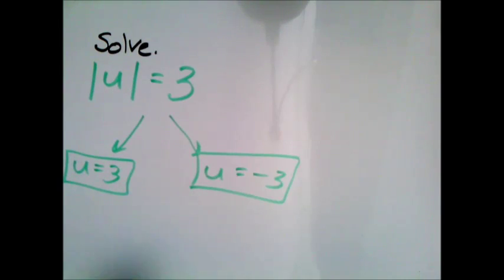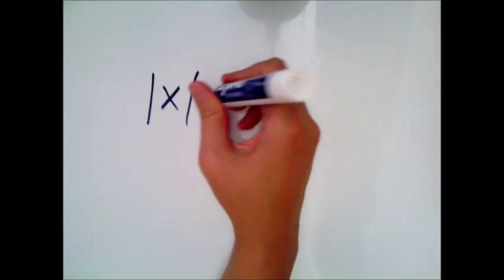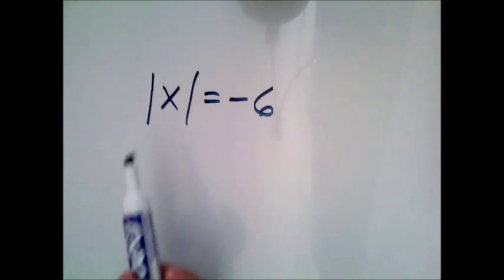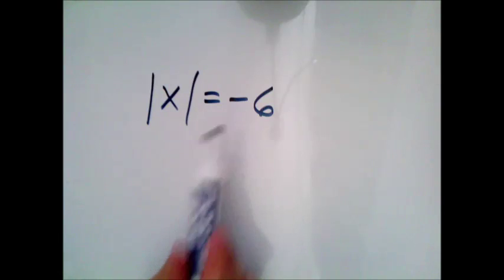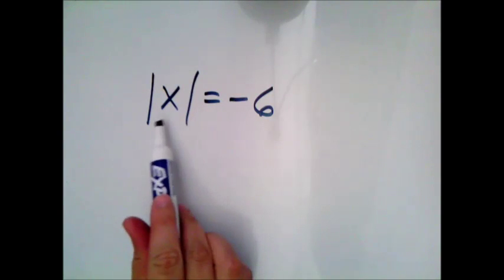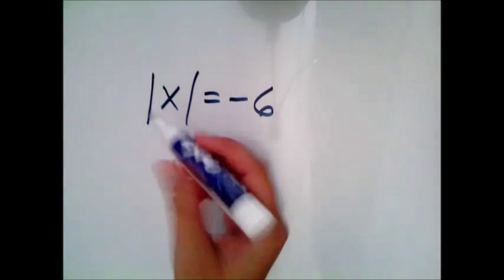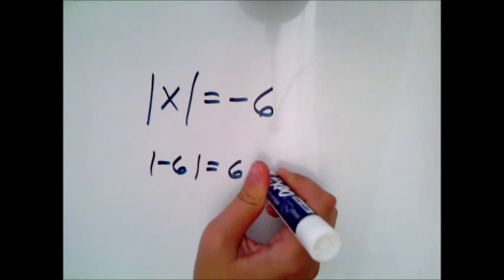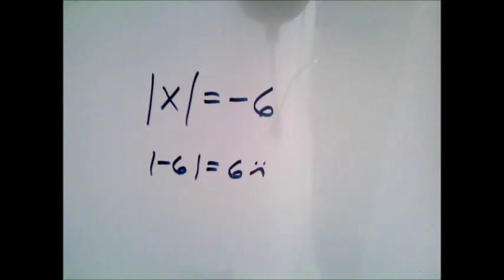Now be careful about this, because they'll sometimes give you problems like this. Say absolute value of x equals negative 6. Now you think they're asking for numbers that are negative 6 units away from 0. But distance can't be negative, so it's looking like maybe there's nothing that works. Also, think about anything we would try. Even if I try absolute value of negative 6, that gives me positive 6, not negative 6.